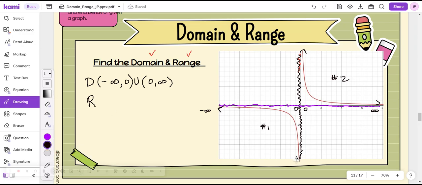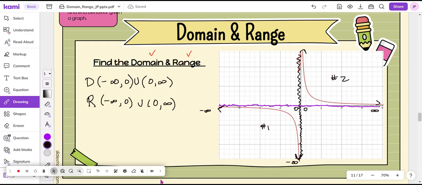this first branch, remember we're doing range, so we're doing how low does it go. So it goes to negative infinity because this arrow is pointing down, and then it goes all the way up to 0. So the first branch has a range of negative infinity to 0, and then it's going to jump over the purple line, and the second branch is going to have a range of 0 to infinity.